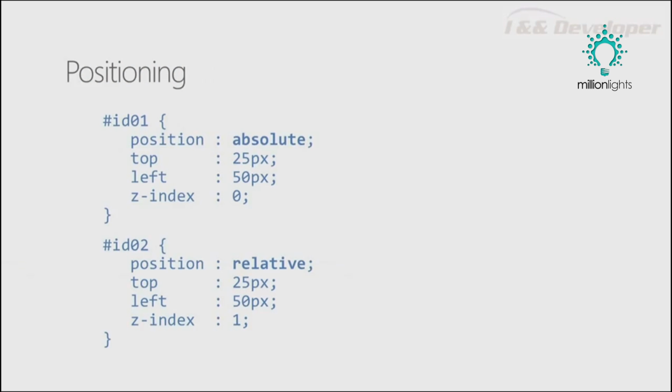So let's take a look at a little code sample right here on positioning. The very first item here is referencing the ID of an element. We learned that in the last module, where if we see that hash sign, that means we're going to be identifying something. So whether it's a div or whatever the case is, we know it has an ID of ID01.